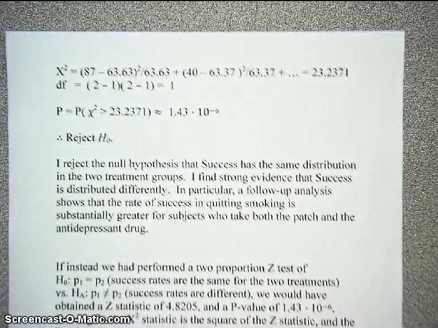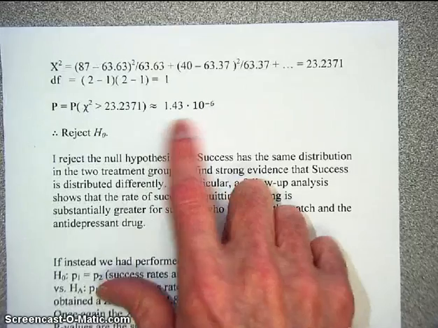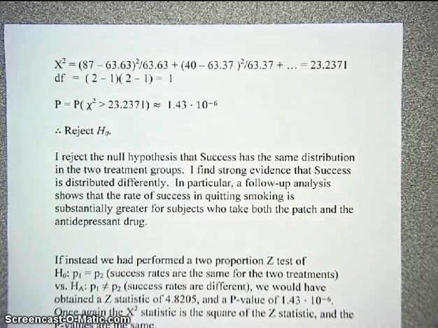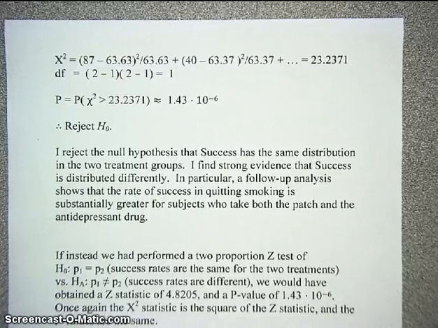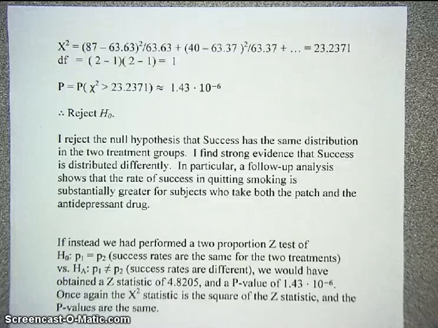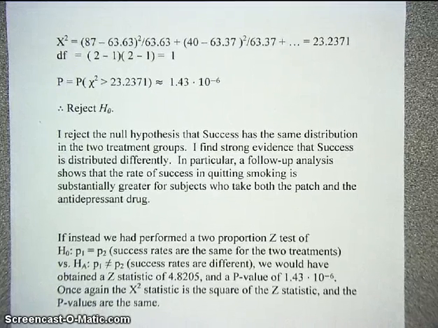The p-value for this test is about 1.43 times 10 to the minus 6. That's very small, so I reject the null hypothesis. I reject the null hypothesis that success has the same distribution in the two treatment groups. I find strong evidence that success is distributed differently. In particular, if you reject the null hypothesis, you should do a follow-up analysis and talk about why these two distributions are different.